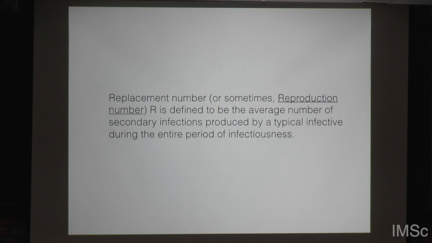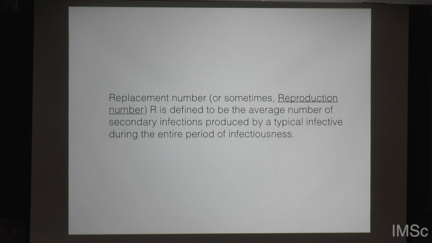The last definition is something called the replacement number, or sometimes the reproduction number. We started off with the basic reproductive ratio or the basic reproduction number. Now we have a simple reproduction number. And that's the average number of secondary infections produced by a typical infective during the entire period of infectiousness. This is subtly different from the first definition. The first definition says, take a person who is infected, put them in a completely susceptible population, assume that they mix uniformly with everybody else, and find out the number of infections that they give rise to. This says that look at them across time, across the period that they remain infected.